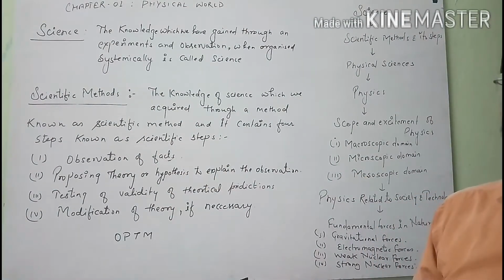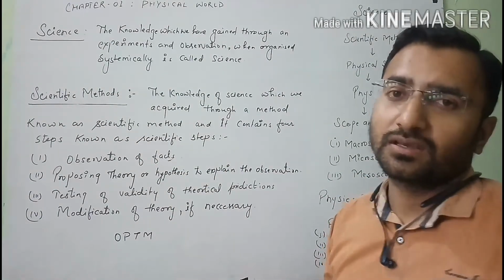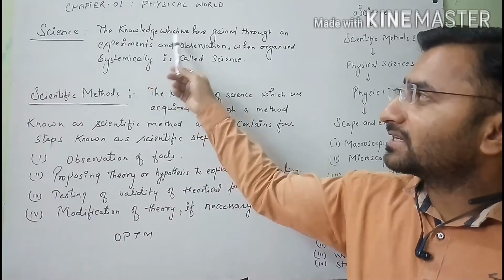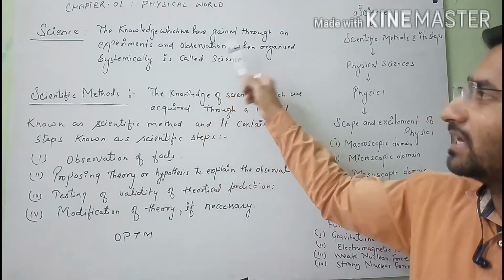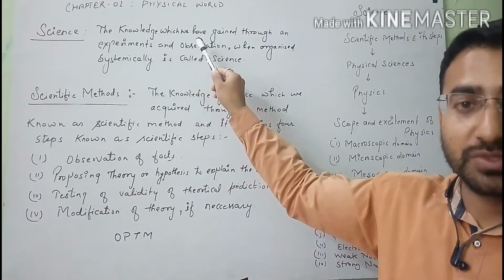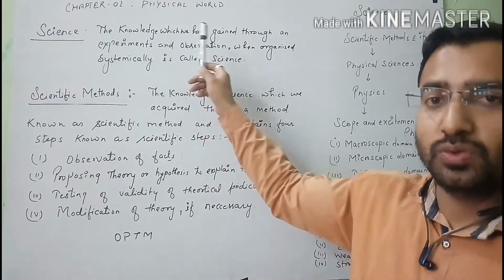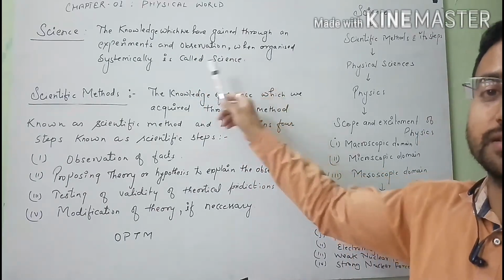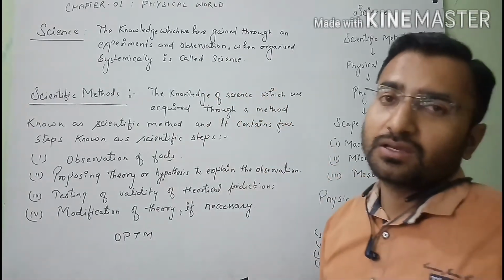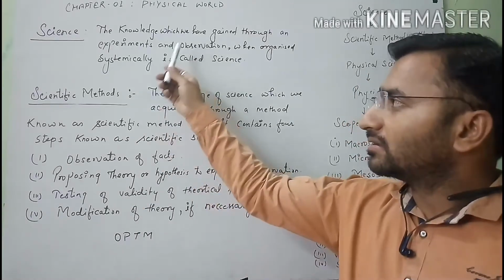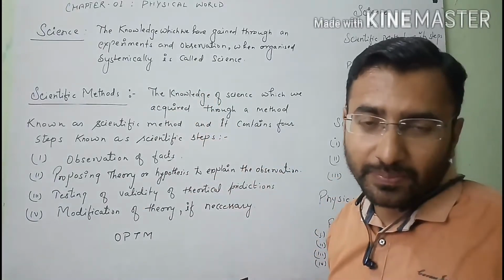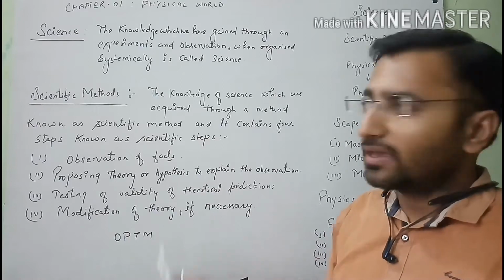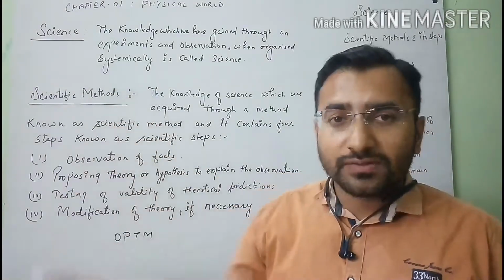So students, what is the meaning of science, or what is science? See here, science is a type of knowledge which we gain through experiment and observation, when these two are organized systematically. Clear? After the definition of science, what is the meaning of scientific method?